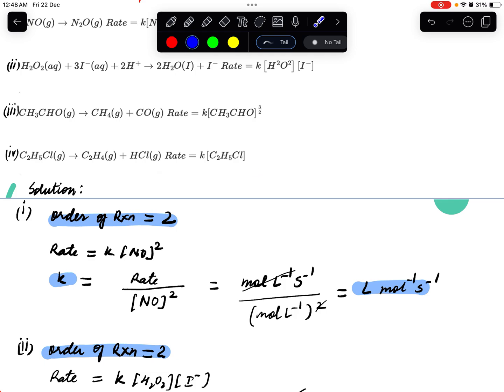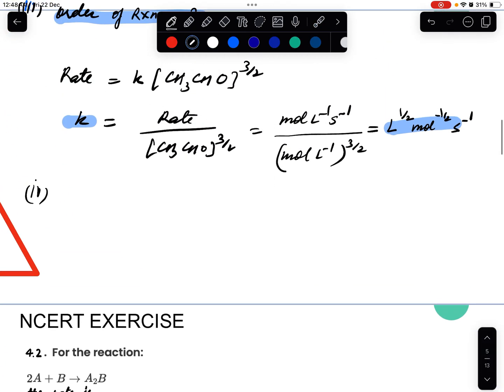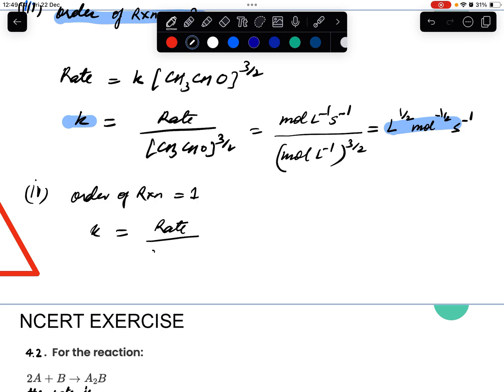So we will write down order of reaction is 1, and K is written as rate divided by concentration of C2H5Cl raised to the power 1. So rate is written in moles per liter per second divided by moles per liter. Moles per liter will cancel out, so we'll write with per second.